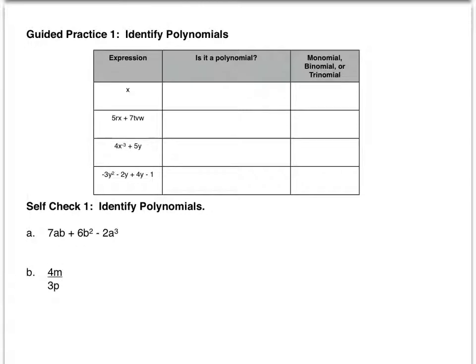In guided practice 1, we'll try a few together. We'll determine whether or not these expressions are polynomials, and if so, whether they have a special name. The first expression is x, and we know that is a polynomial because it's a monomial. So special name is monomial, one term. 5rx plus 7tvw is a polynomial. It's a sum of two monomials, so it is a binomial.